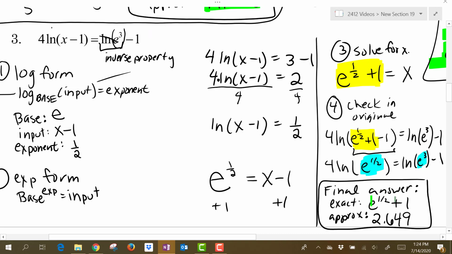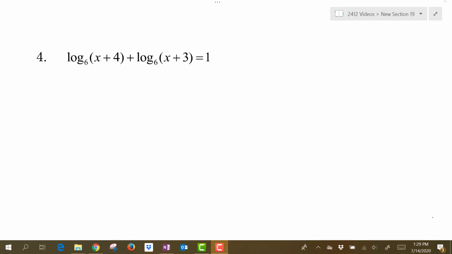Alright, so our final answer is exactly e to the 1/2 power plus 1, and that's approximately a decimal value of 2.649. Alright, so the key to this problem is taking care of that really easy simplification and dividing by the number in front of the natural log instead of putting it on as the power. Try to keep this equation as simple as possible when you're solving it.